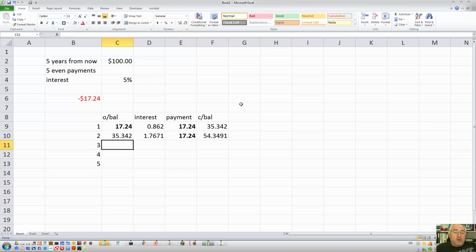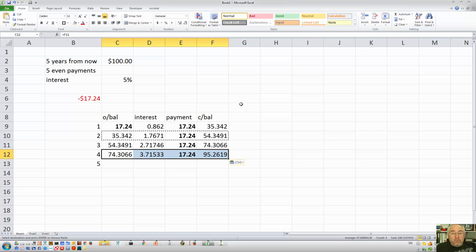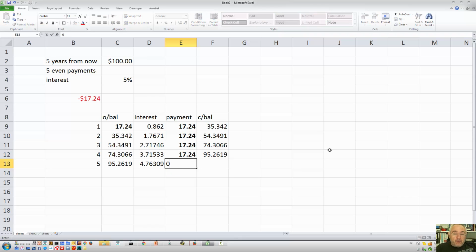Okay, so let's copy this down. We're going to do the same thing in the third year and fourth year. Now, in the fifth year, the opening balance is equal to the closing balance in the fourth year. The interest will build up during that year the same way, but there's no final payment at the end of the fifth year, because remember, we were making payments at the beginning of the fifth year or end of the fourth year. So there's no payment here.